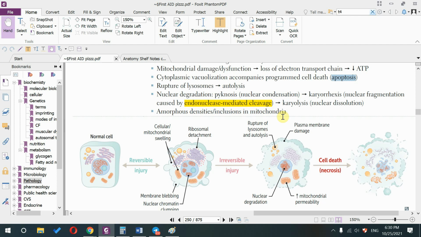So we have something called pycnosis, karyorrhexis, and karyolysis. You have to know not these words, but what they mean. That's what they ask. You don't have to know exactly how they look, but you absolutely need to know what they mean. So the first one is pycnosis, okay?